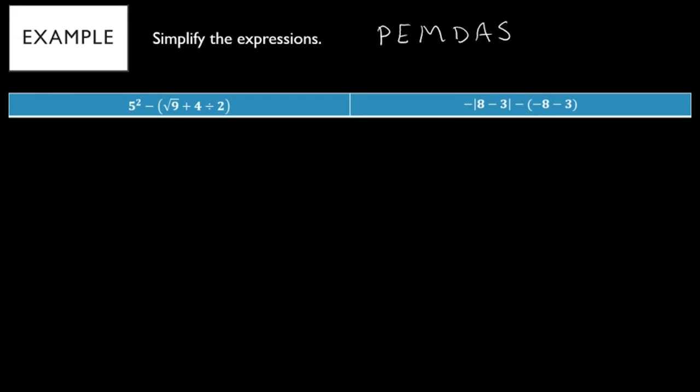So this example on the left, I've got 5 squared minus, and then in parentheses, we've got the square root of 9 plus 4 divided by 2. So when we rewrite this, we're going to have 5 squared. That subtraction is adding a negative, but when it's in front of parentheses, you're going to write a -1, because we're basically multiplying the parentheses by a -1 when you're doing subtraction like this. So then I've got my square root of 9 plus 4 divided by 2.